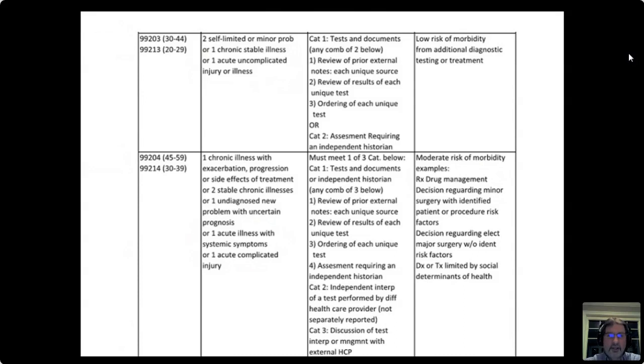Yeah, exactly. That's what we come back to: making sure you're getting paid for what you're doing, and having this information makes you confident in what you're billing, so that you feel comfortable billing those slightly higher levels if you're on the fence.